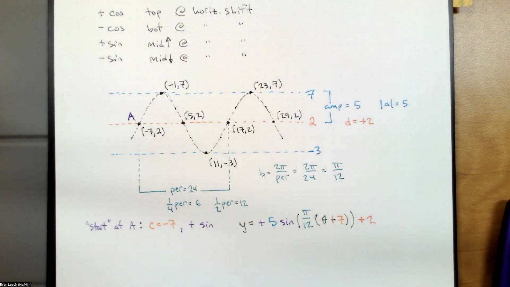We're going to write a bunch more equations that give us the same graph. The amplitude, coefficient of theta, and vertical shift will not change. Plus and minus, sine and cosine, horizontal shift, that will change.